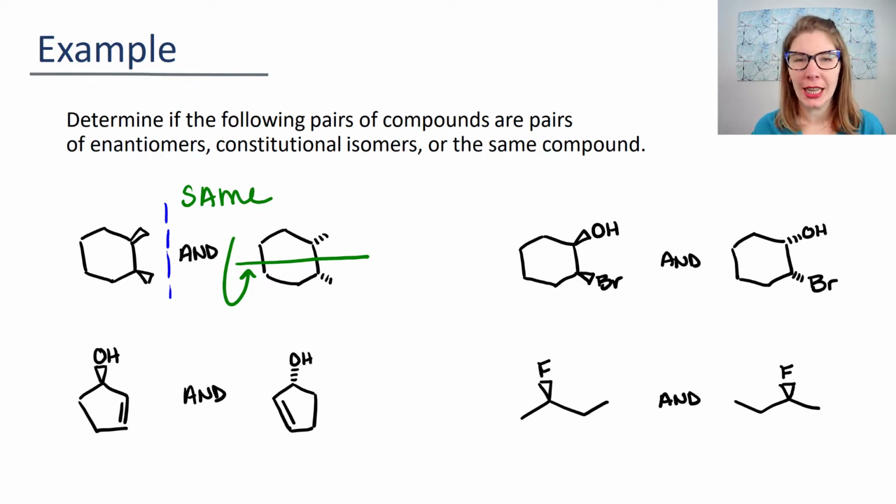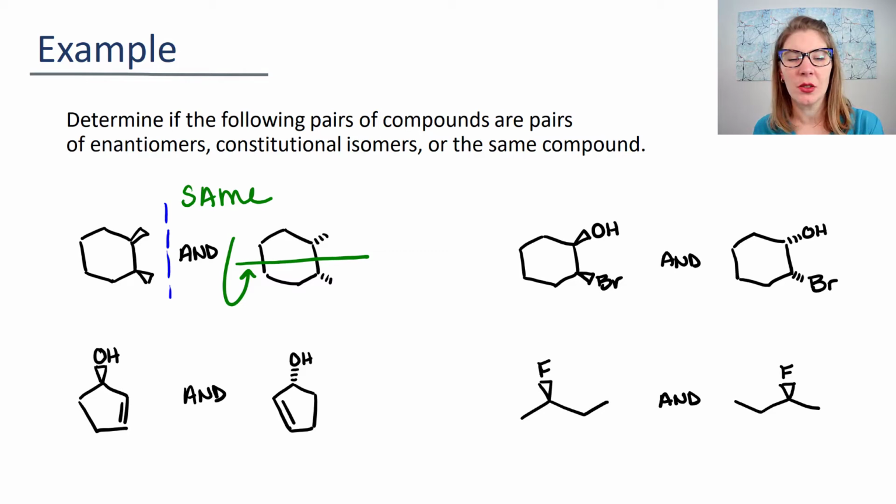It might look like they're enantiomers, but because there's a plane of symmetry within that molecule, that allows us to, when we do that rotation, end up with actually the same compound. We're going to spend some more time talking about that when we look at another type of stereoisomer called diastereomers.